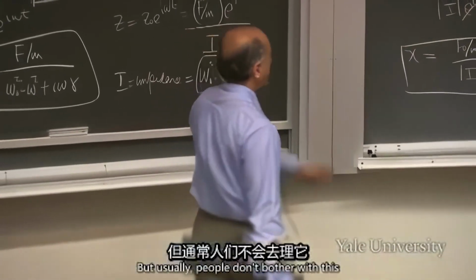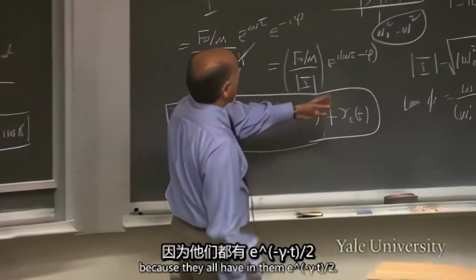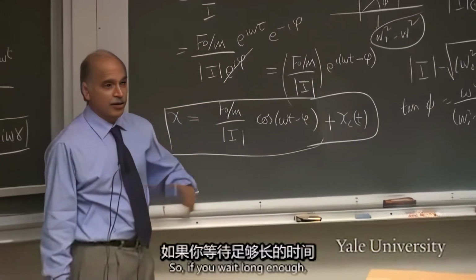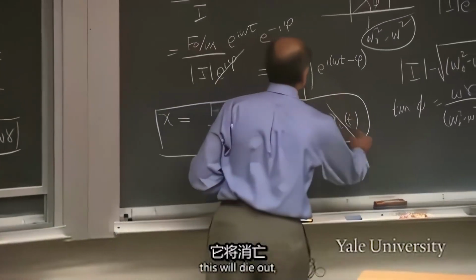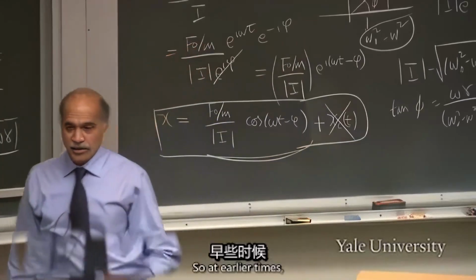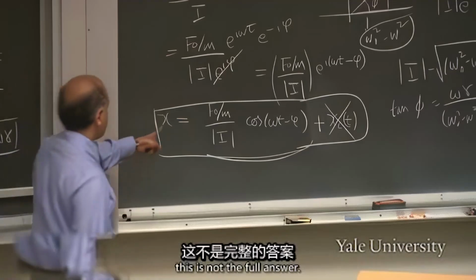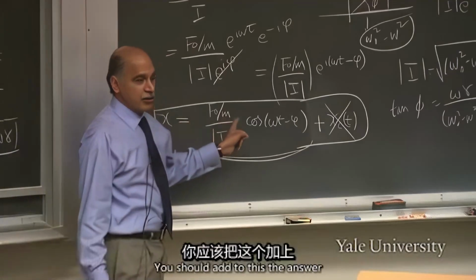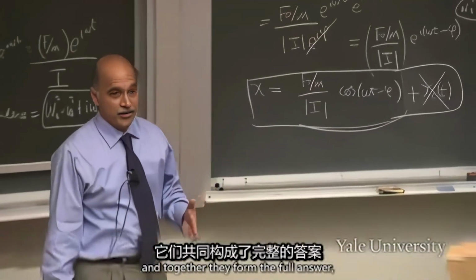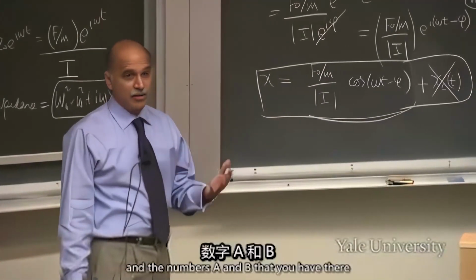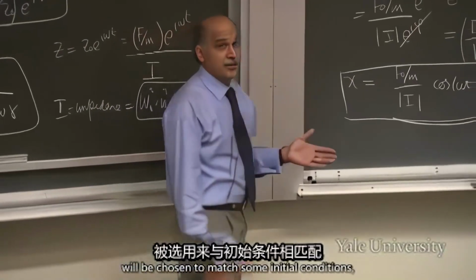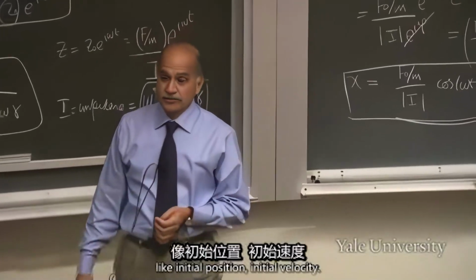But usually people don't bother with this because they all have in them e to the minus gamma t over 2. So if you wait long enough, this will die out. This is the only thing that will remain. So at early times, this is not the full answer. You should add to this the answer when there is no driving force. And together, they form the full answer. And the numbers a and b that you have there will be chosen to match some initial conditions like initial position, initial velocity.